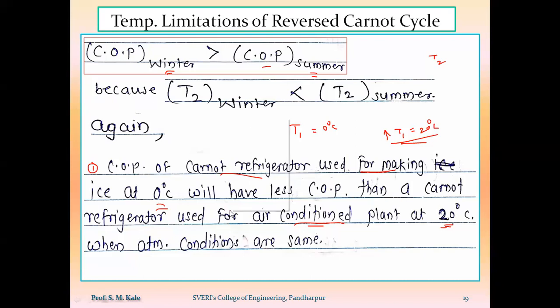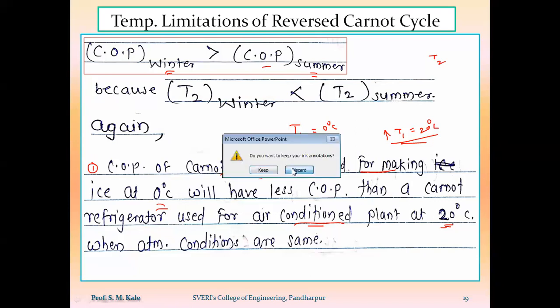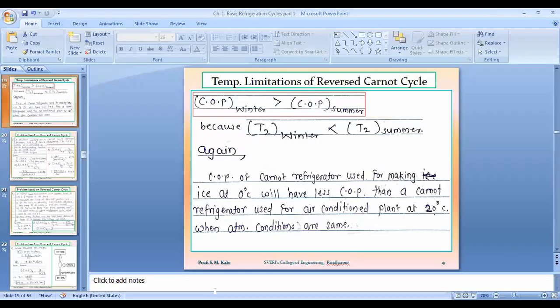Are you getting? So these are the two examples where you can see how we are able to increase the COP of the reverse Carnot cycle. So here, as the time is 11:30, we need to close our lecture.